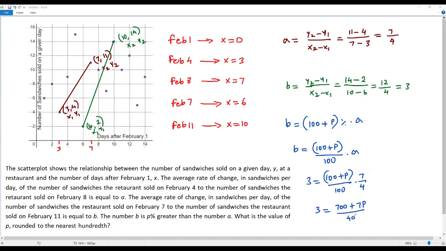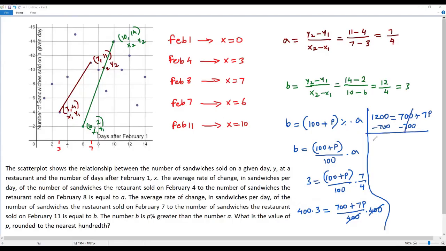Here we can multiply the two denominators 100 and 4. Then I'm getting 400. Now to get rid of the denominator 400, we have to multiply both sides of this equation by 400. Let me do it. Then this 400 and 400 will cancel out. On the left side, 400 times 3 is 1200. On the right side, we have 700 positive 7P. We have to solve for P in this equation.